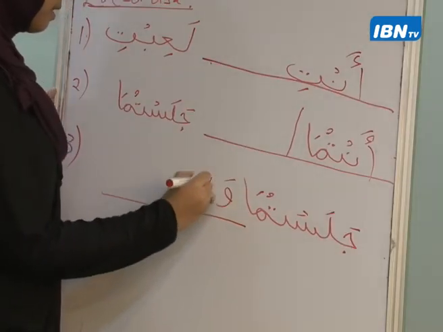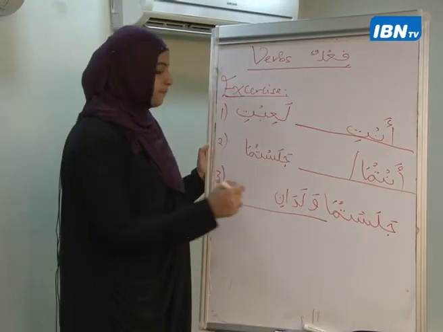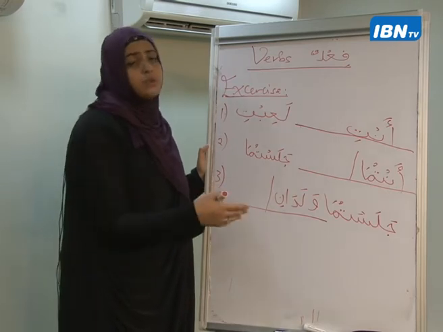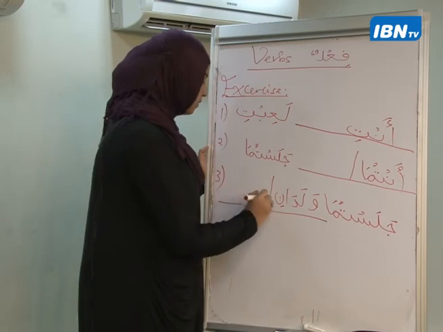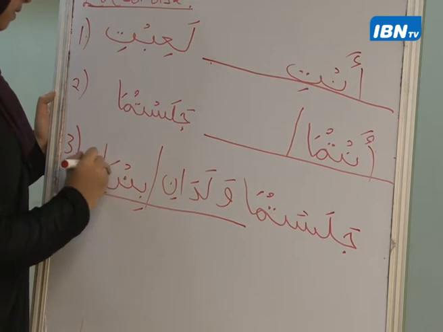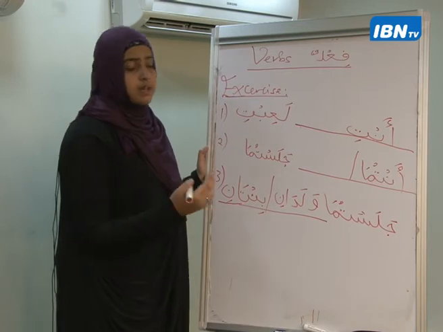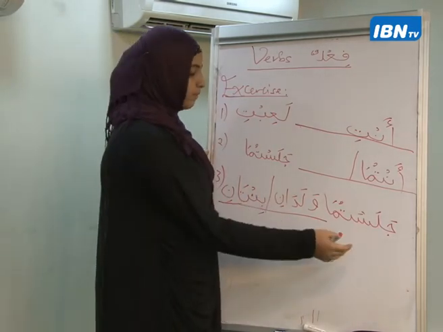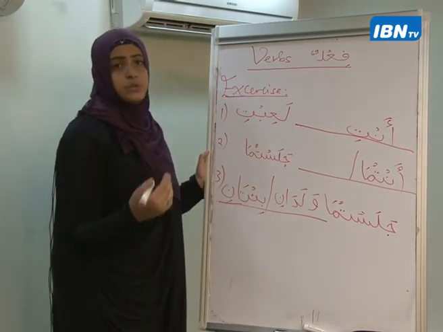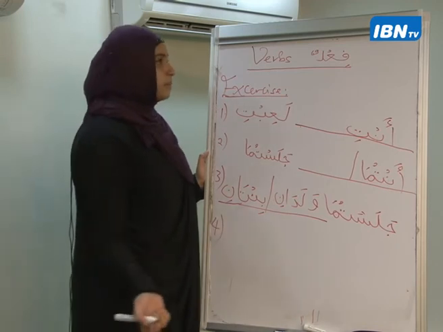Okay? Jalastuma waladan. Or I can say jalastuma bintan, means you two girls sat. So these are the appropriate nouns I can place after this verb. Okay, so jalastuma waladan, you two boys sat. Jalastuma bintan, you two girls sat. Okay, now we'll just sum up with the last example.